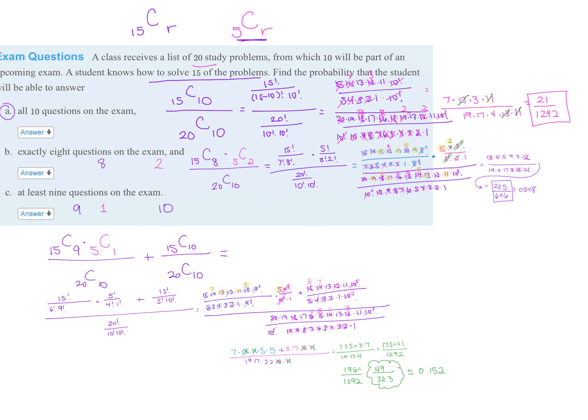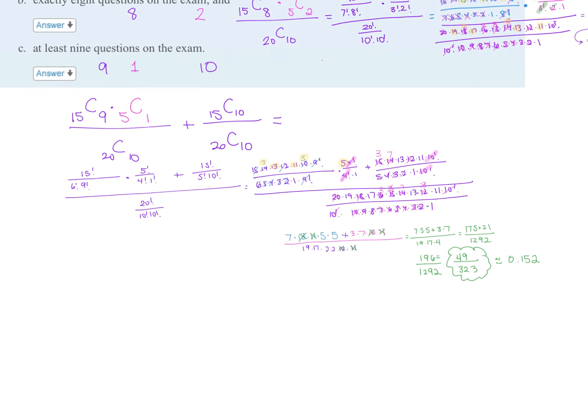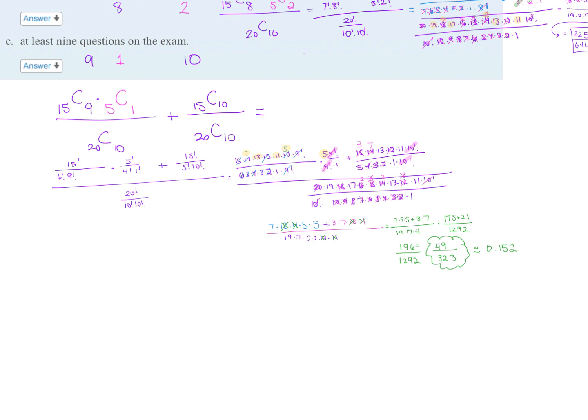All right, so here's all the work for it. I think earlier I forgot this other 10 when I did the 20 choose 10. So 20 factorial over 10 factorial times 10 factorial. And then I simplified. You end up getting 225 over 646. And if you plug it in the calculator, you get 0.348. And then for this example here, you would get 49 over 323 after all of the simplifying, which is approximately 0.152.